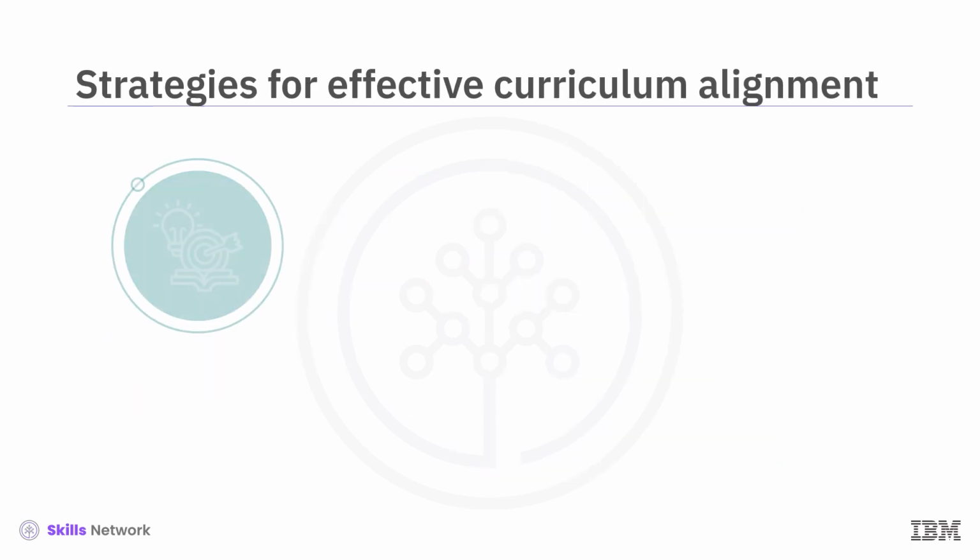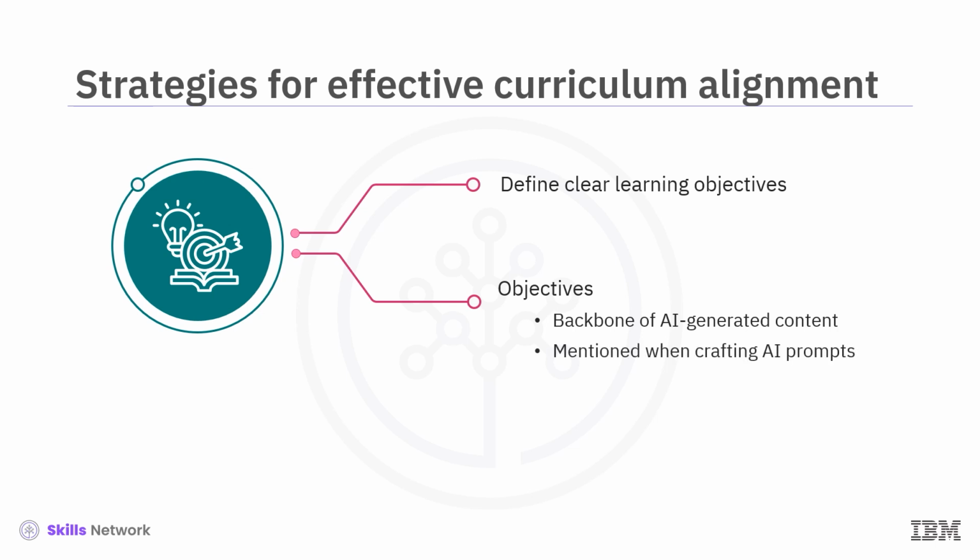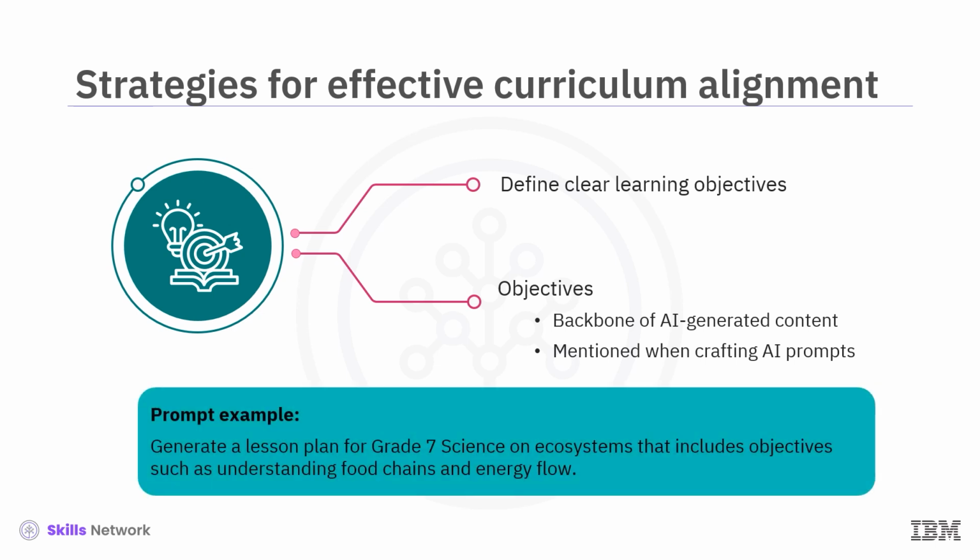Now, let's look at the strategies for effective curriculum alignment. Firstly, you must define clear learning objectives as outlined in your curriculum. These objectives should serve as the backbone for any AI-generated content. You should explicitly mention these goals when crafting AI prompts. For example, a prompt can be: generate a lesson plan for grade 7 science on ecosystems that includes objectives such as understanding food chains and energy flow.